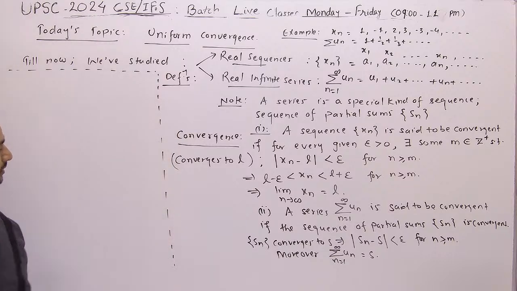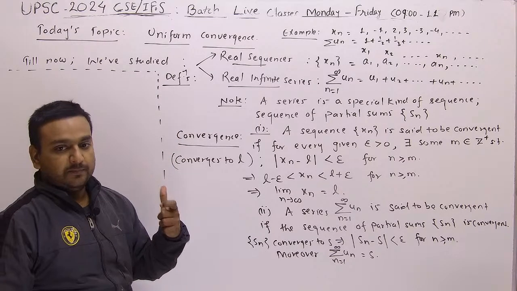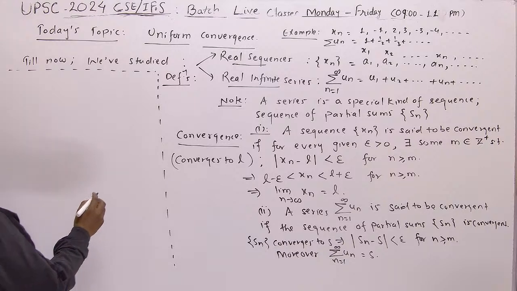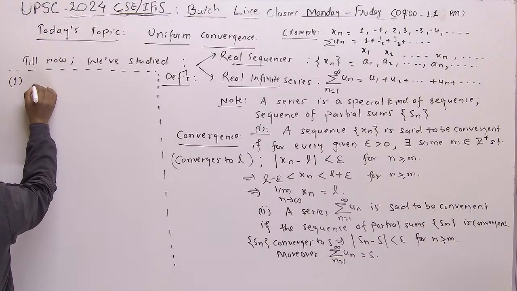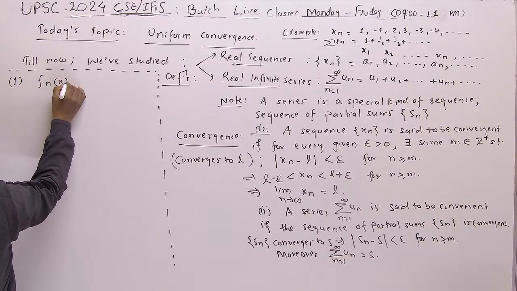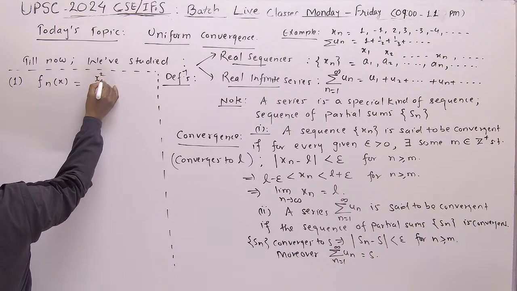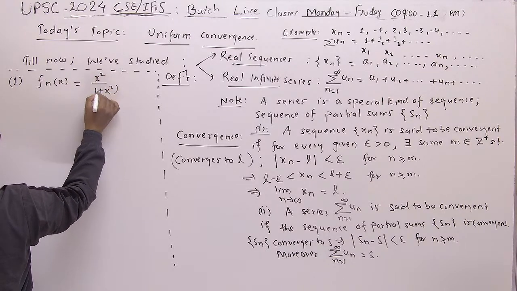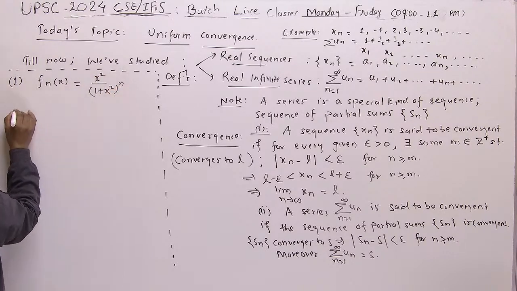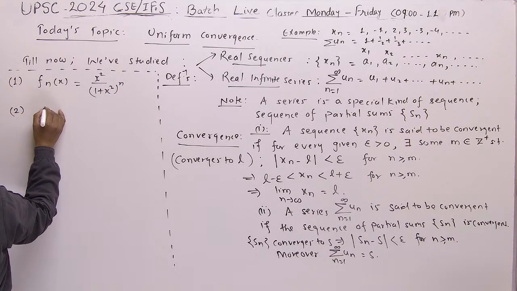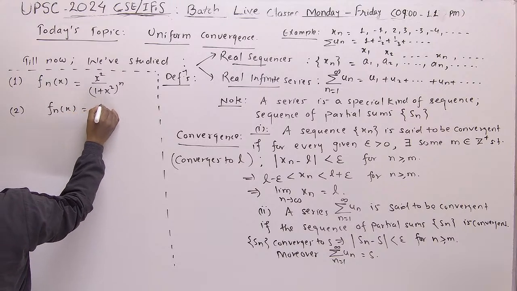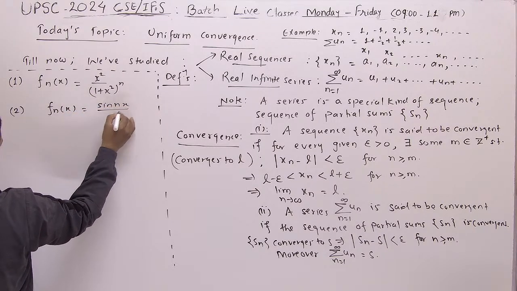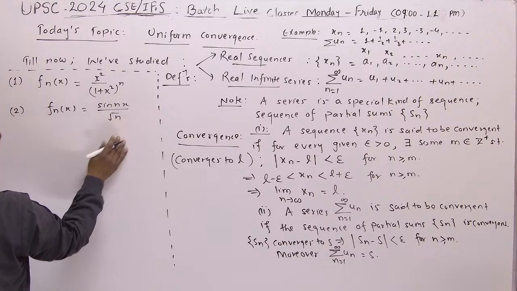Be on the board please everyone. इधर आइए सब लोग अभी. देखिए ध्यान से. What I am giving you, I am giving you some functions here. Let's say we consider some function fn x as x square upon 1 plus x square का power n. One more function we can consider here as fn x equals sin nx upon root n.